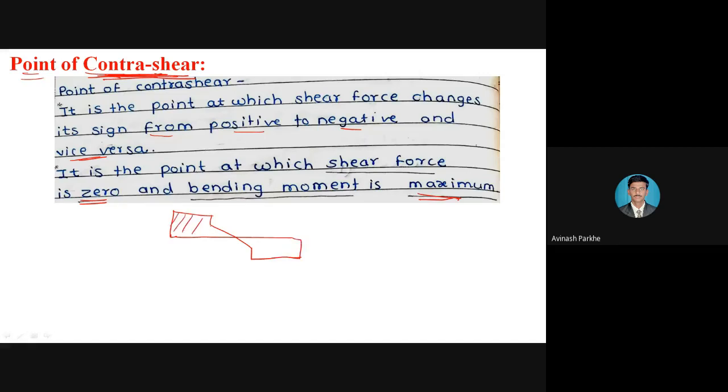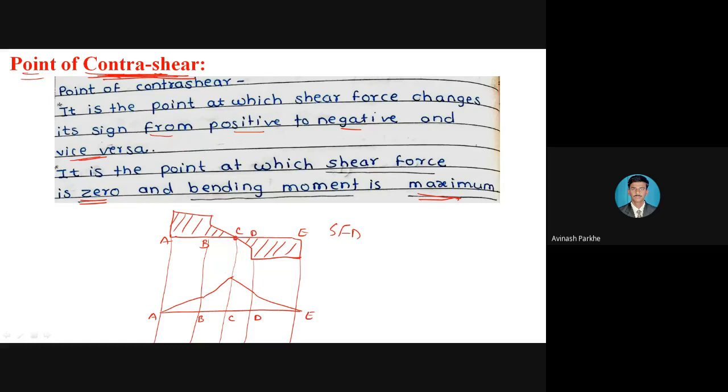Let us assume that this is the shear force diagram. This is the SFD, and below this the bending moment diagram will be there. This is point A, B, C, D, and E. Similarly, point A, B, C, D, and E.